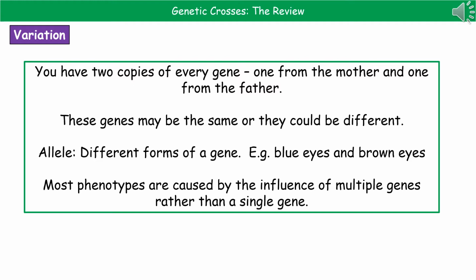So when it comes to our variation, you've got 2 copies of every gene, one from the mother and one from the father. So those genes may be the same or they could be different. So a couple of key terms we need to know here. An allele is the different form of a gene. So you've got a gene for eye colour, however the alleles could be for blue eyes or brown eyes. And then phenotype is the characteristic that we see, the observable characteristic there. And most phenotypes are caused by the influence of multiple genes rather than just one single one.